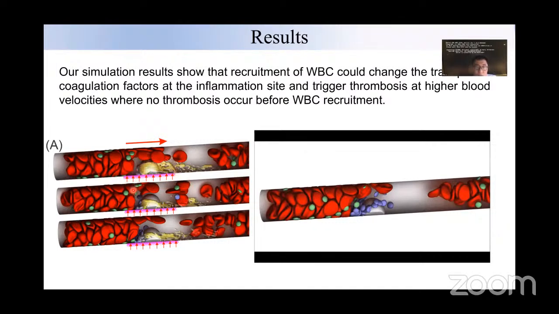From our simulation, we see that by its presence alone, the white cell can promote thrombus formation by altering the transport of the generated thrombin around the thrombogenic site. The thrombin is highlighted by the yellow boundary layer here. It will trigger platelet activation upstream of this white cell and create a platelet aggregate.